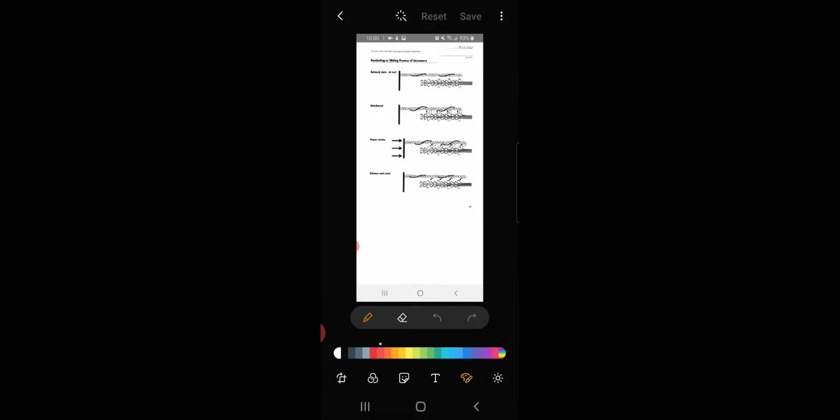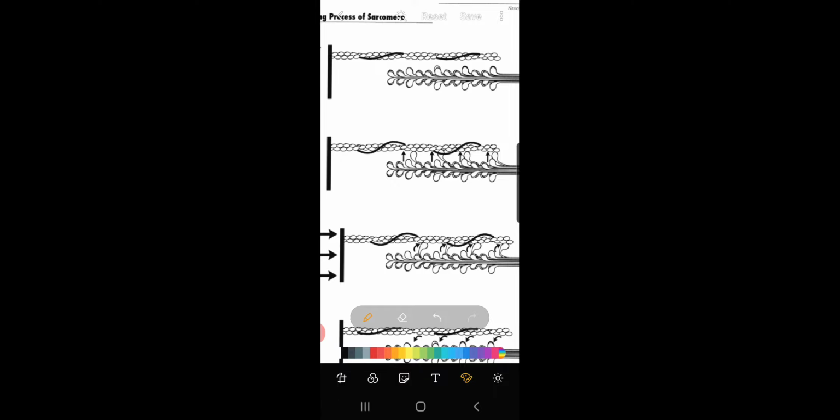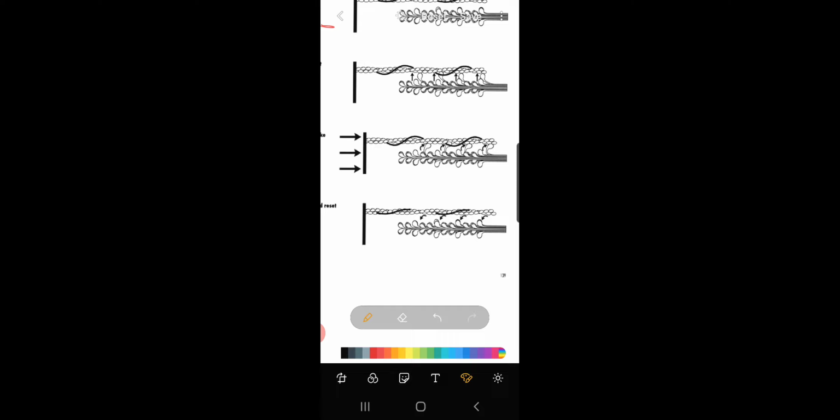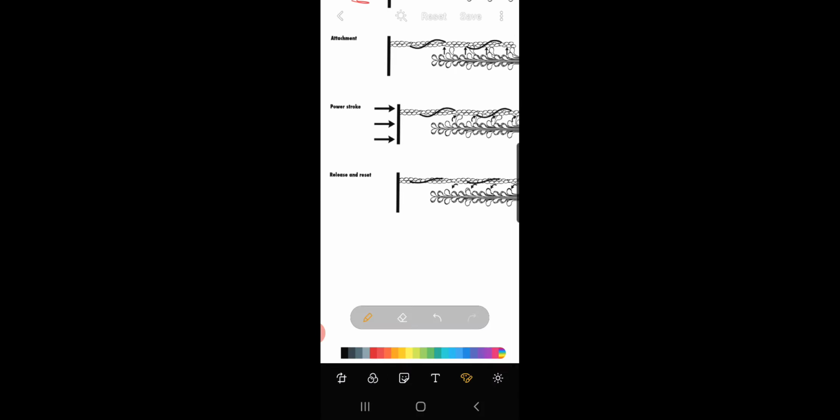So this would be showing you how its movement is happening. You can see at the relaxed state up here, you have just your regular myosin and actin just chilling with each other. And then coming down, when it's going to attach, the TTC is being removed. The myosin is just being absorbed right onto that actin. And then you have your power stroke, which is what the contraction is going to be. It's going to be squeezing everything together. And then you have a release and relaxed state.